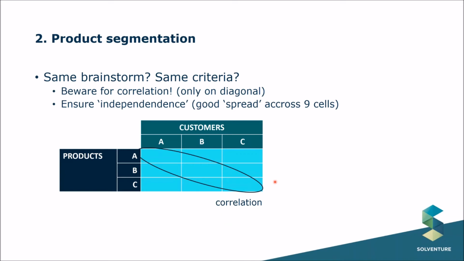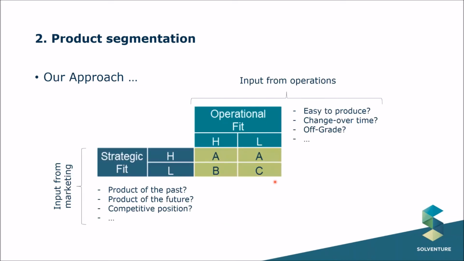What we aim to achieve is a good spread across the 9 cells. So that will be the goal of the product segmentation, and that's the reason why typically our approach on customer is more quantitative, but on the product segmentation we use more qualitative criteria. And typically at Solventure, what we recommend to do is, as I mentioned, to take a qualitative approach.